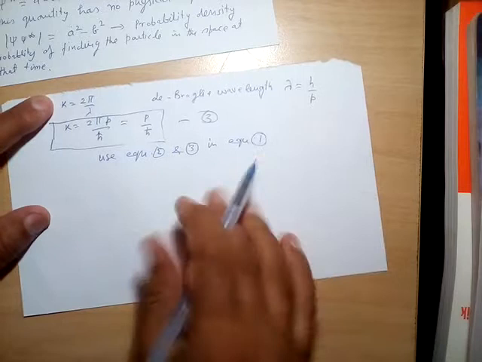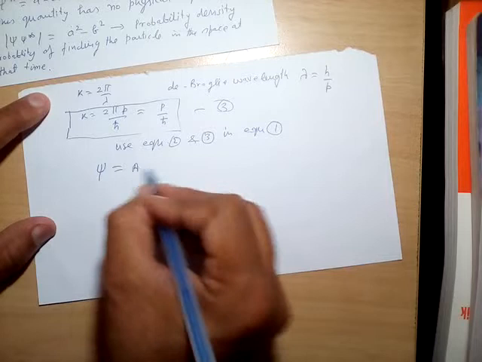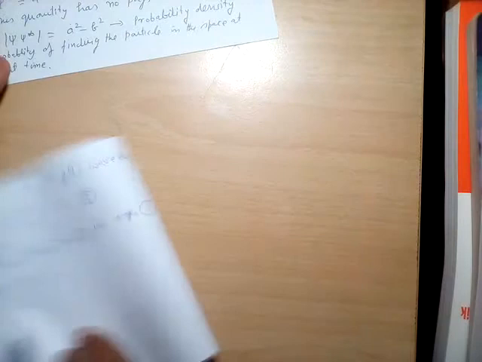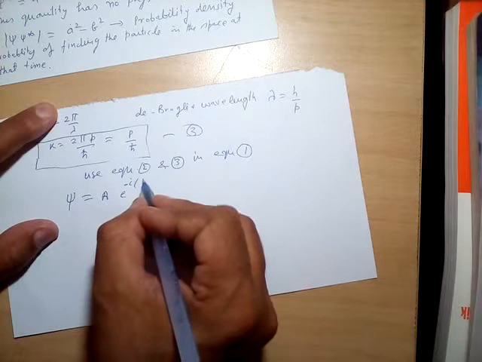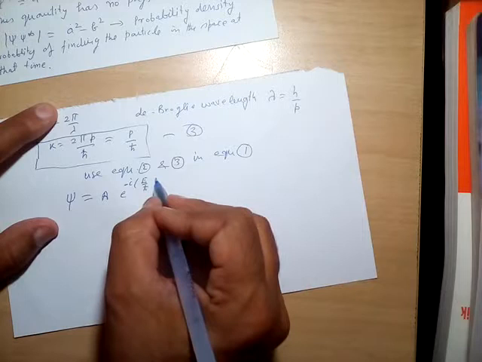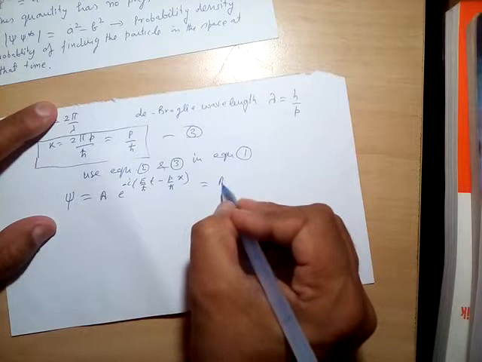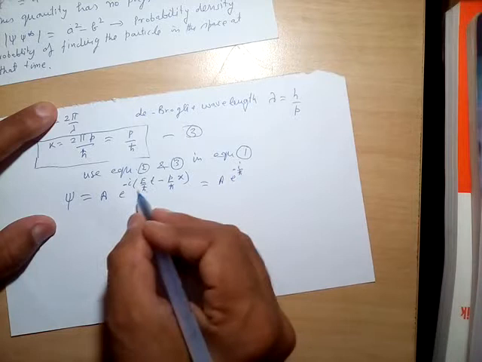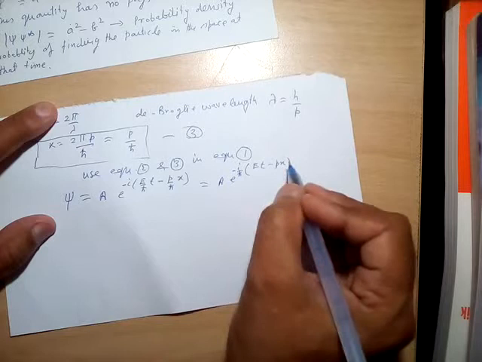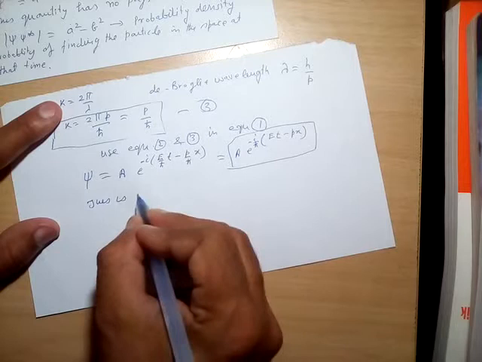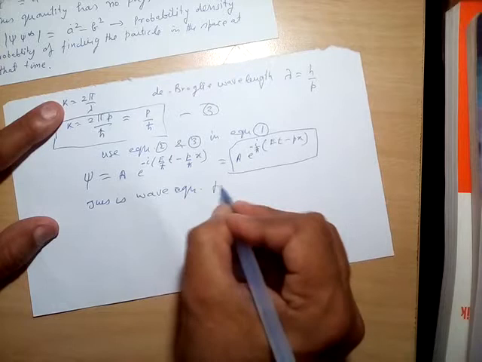So the wave function can be written as psi is equal to A e to the power, in terms of omega, minus iota, E by h cross t minus p by h cross x, or we can write psi is equal to A e to the power minus iota by h cross, taking h cross common, E t minus p x. So this is the wave equation for a free particle.